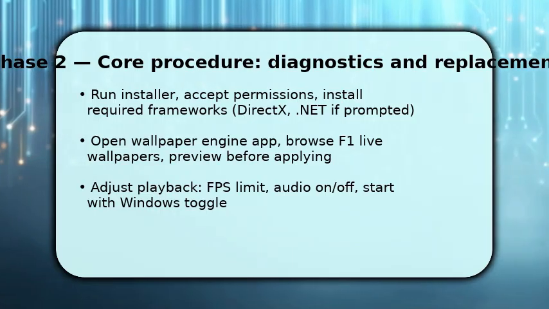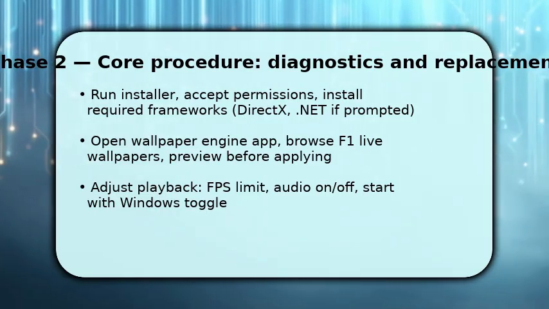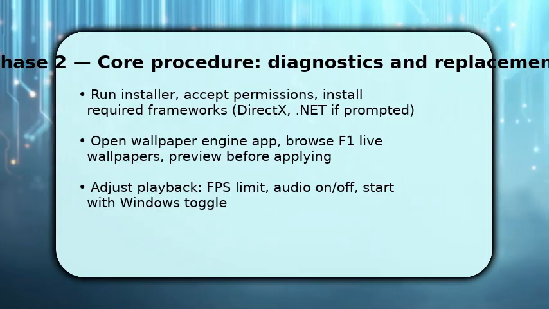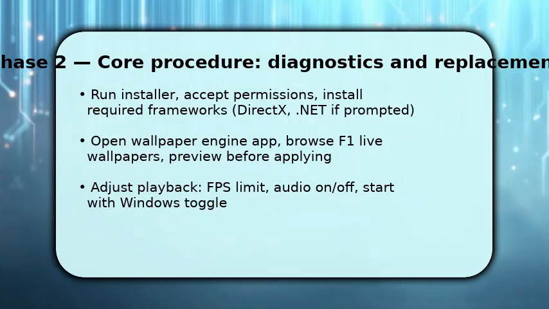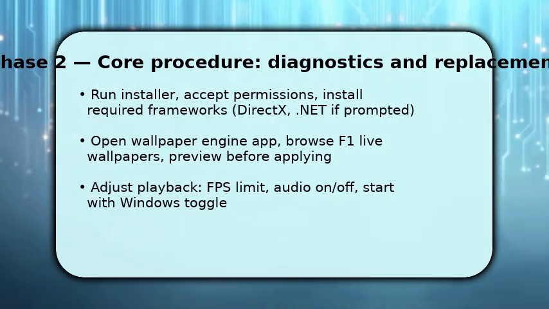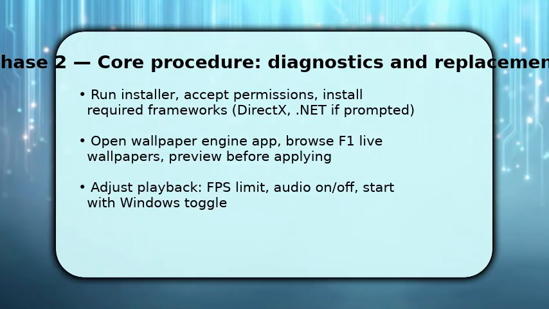Open the Wallpaper Engine app and browse for F1 Live wallpapers. Preview a few until visuals and motion meet expectations. Once you pick one, click Apply and then adjust playback settings, set FPS limit, toggle audio, and enable Start with Windows if you want it persistent.